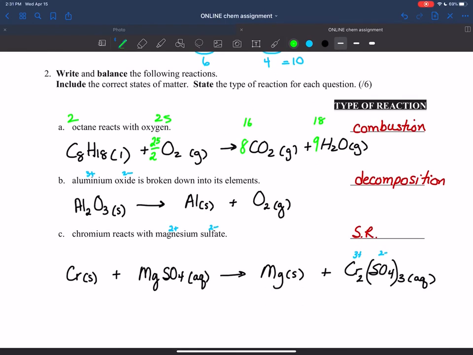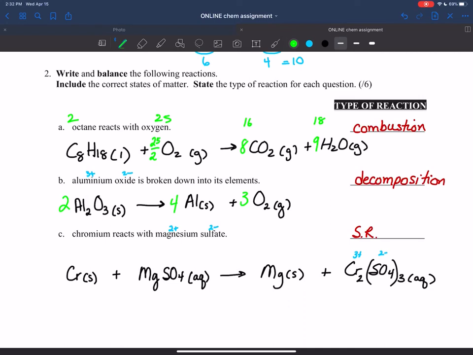And the second one, I have 2 oxygens on one side and 3 on the other. The lowest common multiple is 6. So 3 times 2 is 6, and 2 times 3 is 6. And now my oxygens are even. And then 2 times 2 is 4 aluminiums, so I'm going to need 4 aluminiums there.